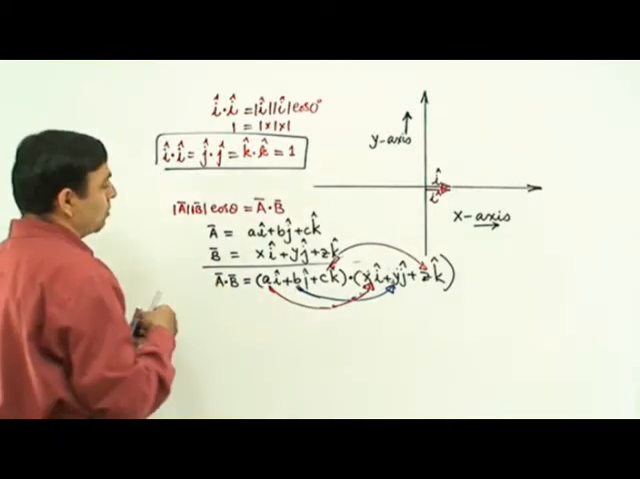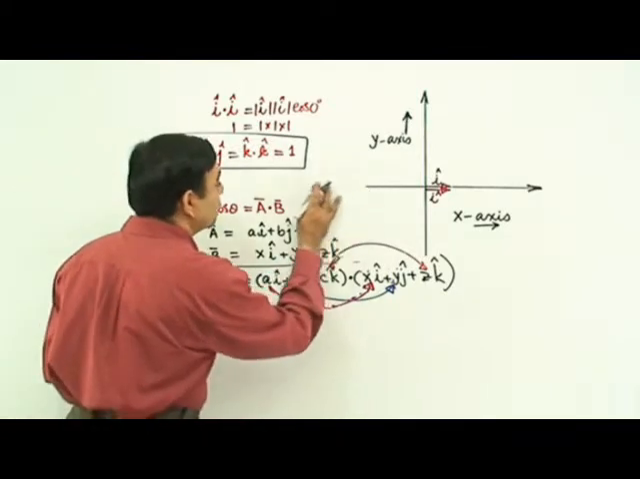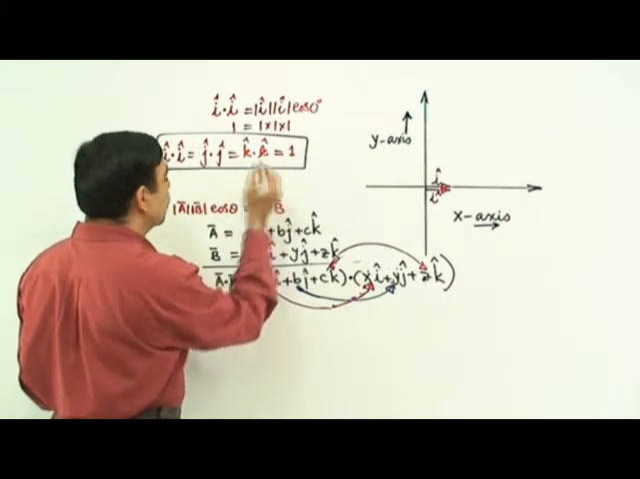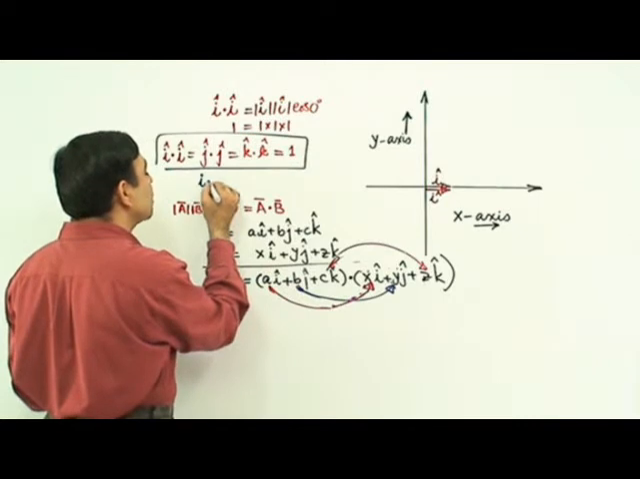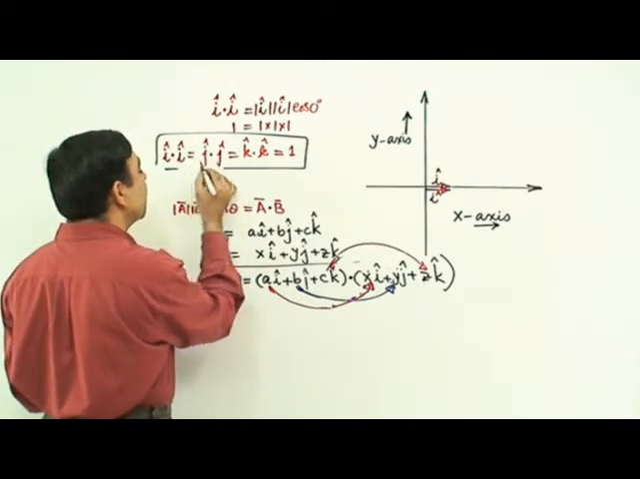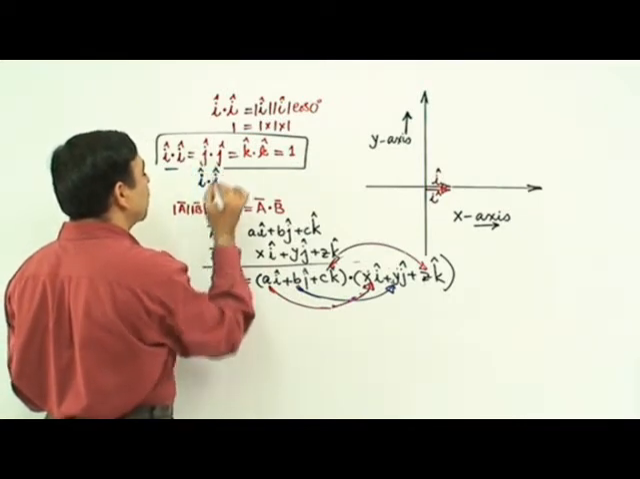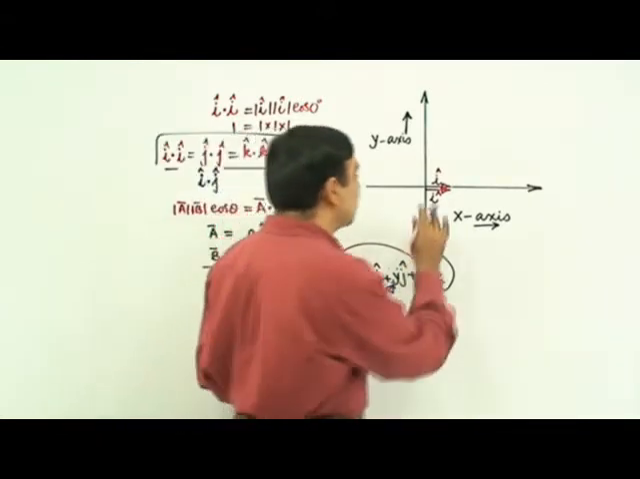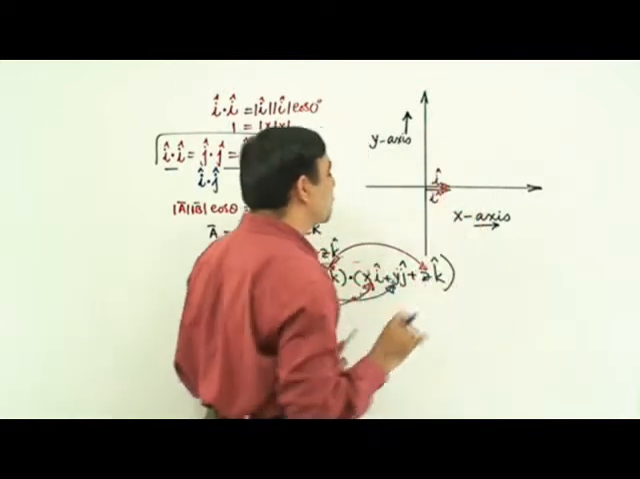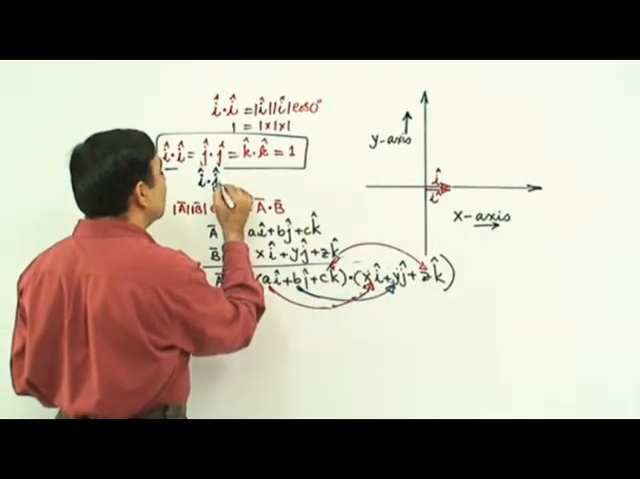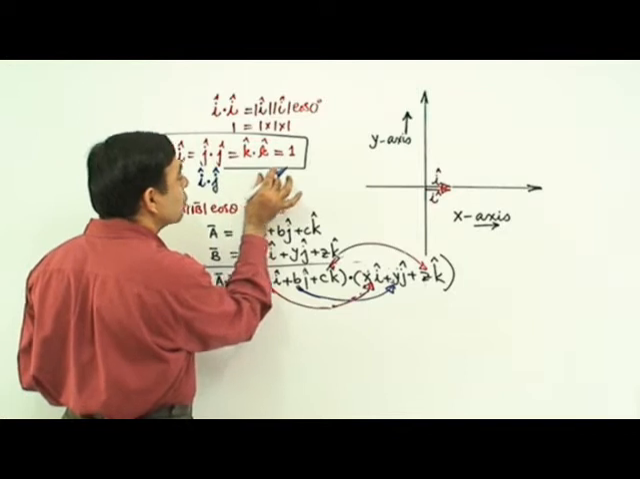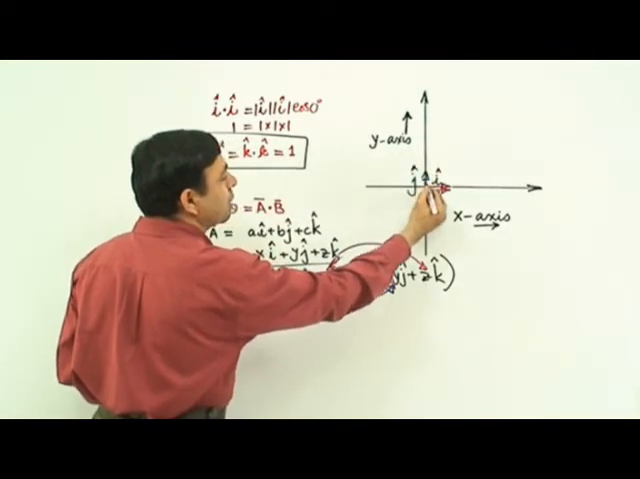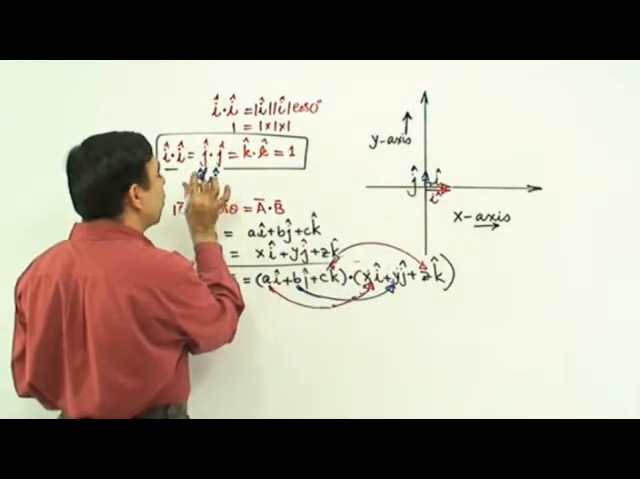I'll show you why, though you can all tell without me showing. i dot i, j dot j, k dot k is 1. Then what about i dot j? You know very well that the dot product or scalar product of perpendicular vectors is 0. i, j, k are all mutually perpendicular vectors, with k coming out of the board towards you. So the dot product is mod i mod j cos 90. The angle between i and j is 90 degrees, so i dot j is mod i mod j cos 90.